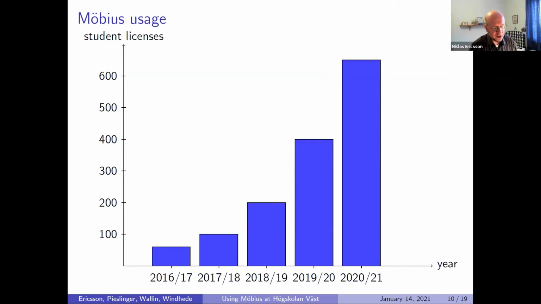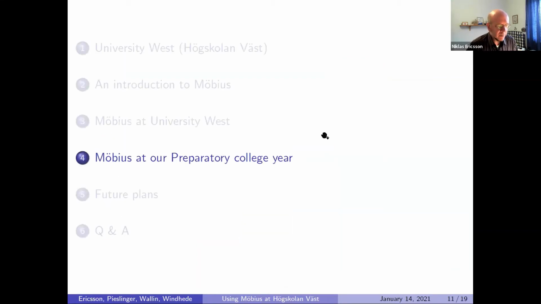And now, 4 years later, that has grown more than 10-fold. So today we have about 650 students working with Möbius. So it has been a big growth over this year. So now I will just turn to the preparatory year and talk a little bit more about that.